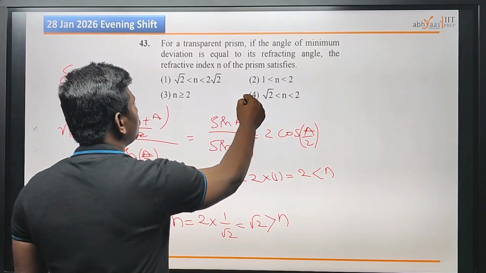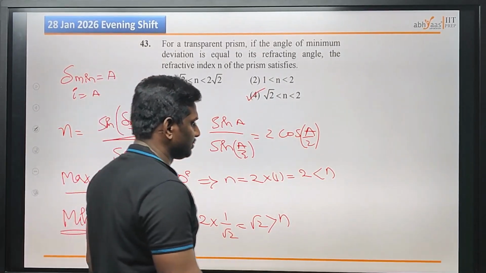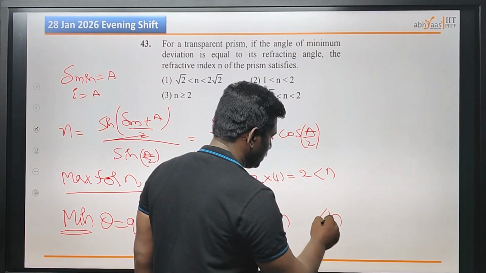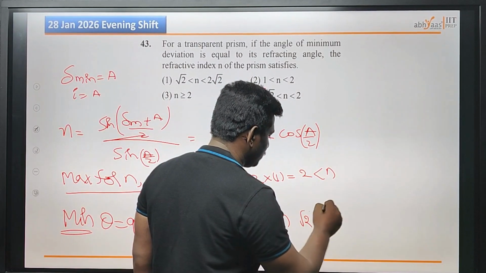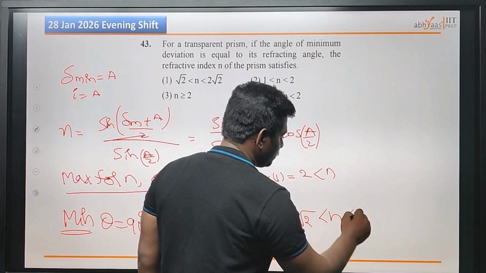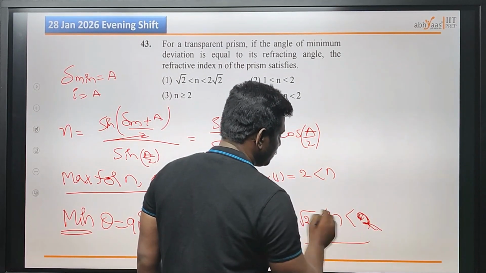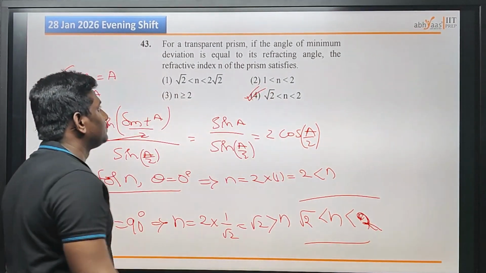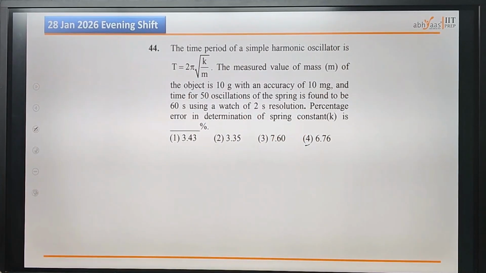So what is the condition? Option 4 is your answer. This is your condition. Question number 44.